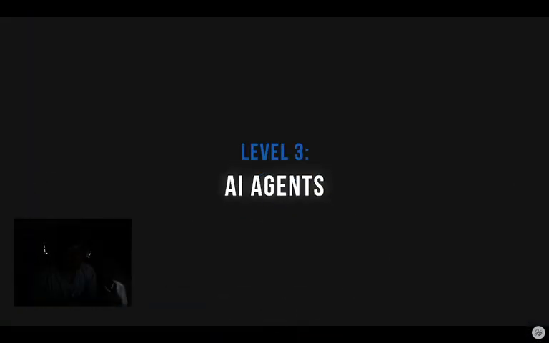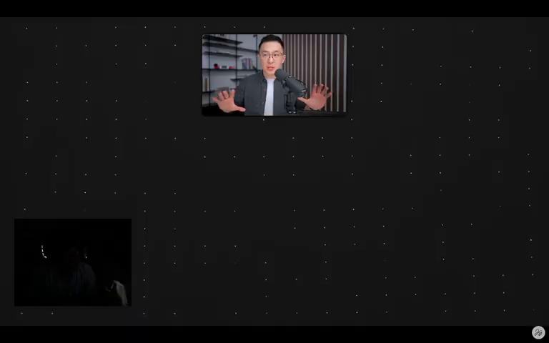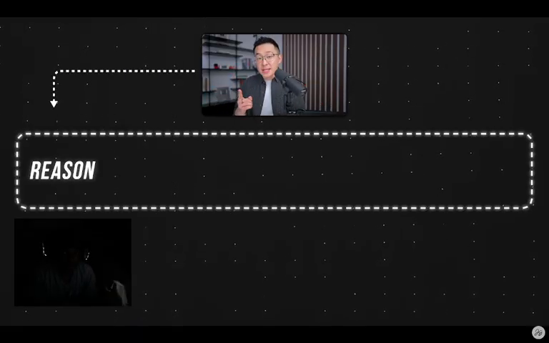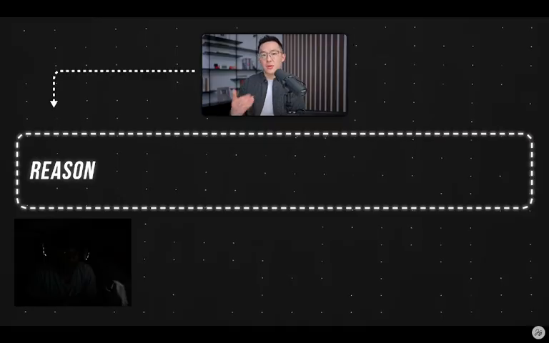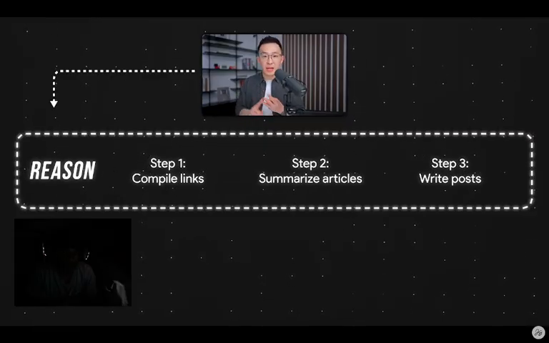A human. So keep that in mind moving forward. All right, level 3, AI agents. Continuing the make.com example, let's break down what I've been doing so far as the human decision maker. With the goal of creating social media posts based off of news articles, I need to do 2 things. First, reason or think about the best approach. I need to first compile the news articles, then summarize them, then write the final posts.